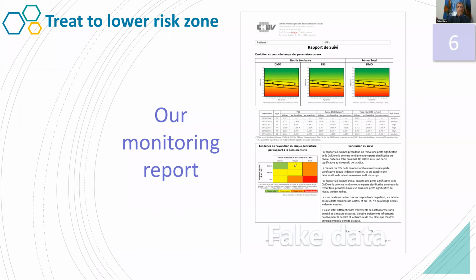So that's again what we have in our site, where we have a BMD and a TBS follow-up. And then we have this kind of graph here that will tell us which direction the trend is going, towards a high risk zone, a low risk zone, and so on. And that's the way also we decide to maintain, change, or switch different drugs.